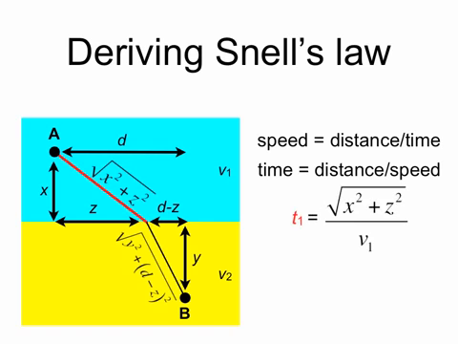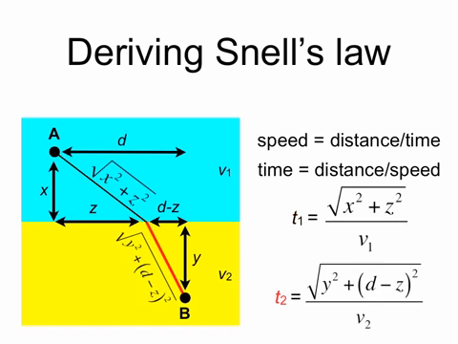Now we can find the time it takes for light to travel through the blue region by taking the distance that light travels in the blue region divided by the speed at which light travels in the blue region, using time equals distance over speed. So t1, the time it takes for light to travel through the blue region, is the square root of x squared plus z squared, the distance, divided by v1, the speed of light in the blue region. And similarly, t2, the time it takes for light to travel through the yellow region, is the square root of y squared plus (d minus z) squared, the distance, over v2, the speed.